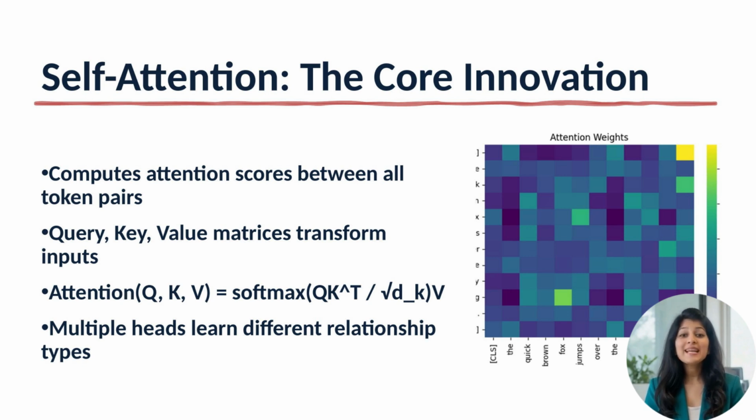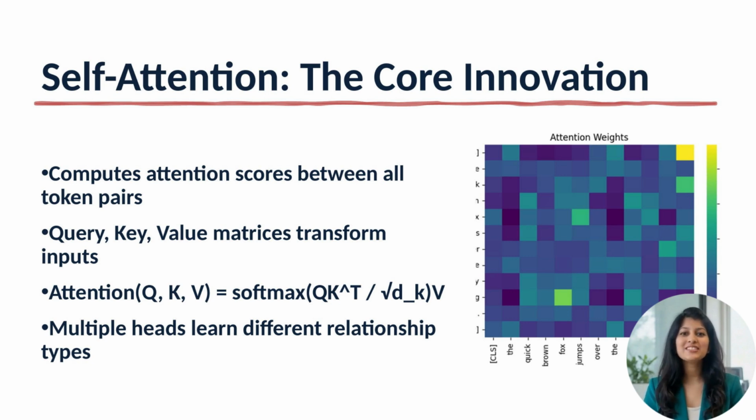The formula is attention(Q, K, V) = softmax(QK^T / √d_k) V. QK^T is matrix multiplication giving all pairwise scores. Softmax converts to probabilities. Multiplication by V produces weighted combinations.